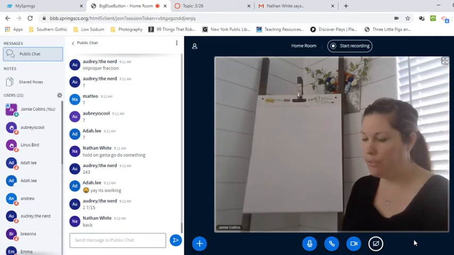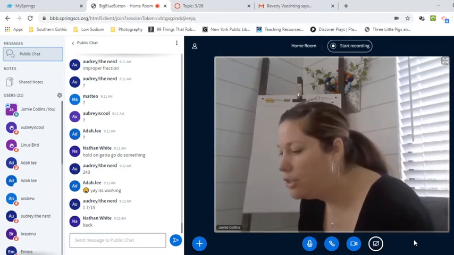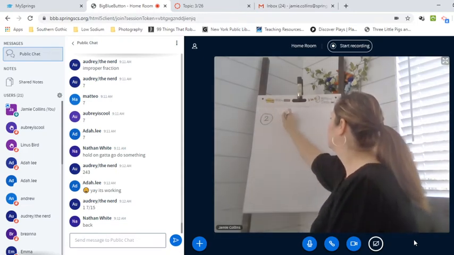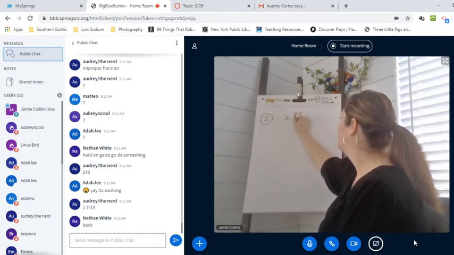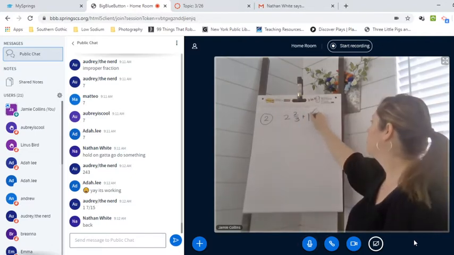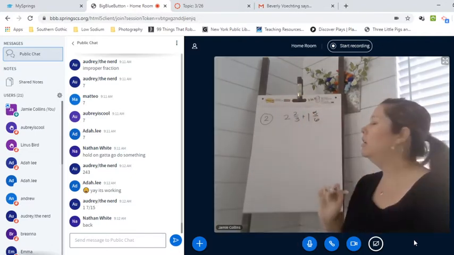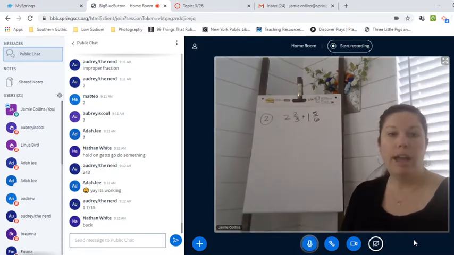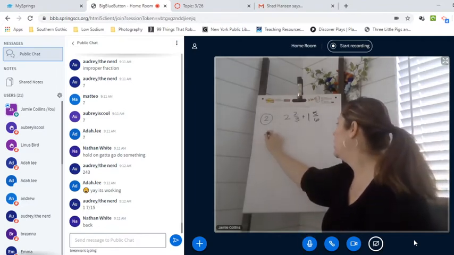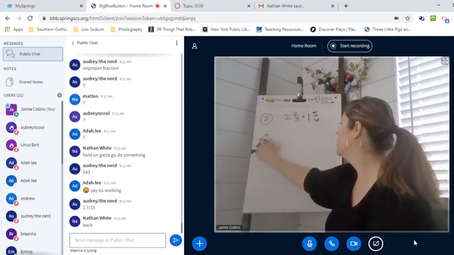Okay, number 2. So we are adding 2 2/3, and we're adding that to 1 5/6. Okay, so first we need to find our LCM so we know what number we're going to change our denominators to. So let's do 3 and 6.